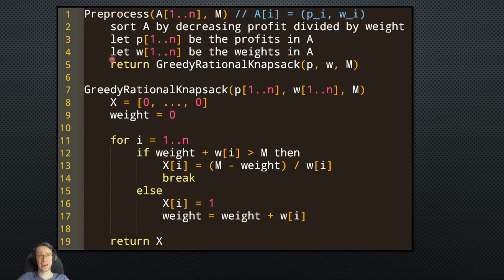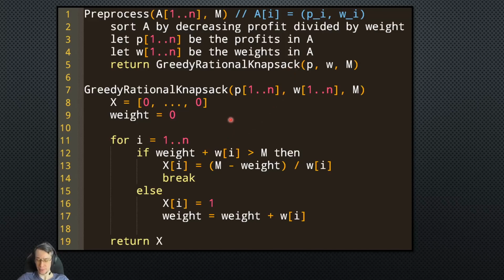You don't really have to think about this step as actually being a computational step in the code that you would write. In code that you write, I would really just keep it A of I dot P and A of I dot W. But just for the sake of notation, I'm going to split this into separate arrays. So we have P of 1 up to n and W of 1 up to n, which are the profits and weights of those items after the items are sorted by decreasing profit by weight. And then we pass these arrays P and W, as well as the weight limit, to greedy rational knapsack.